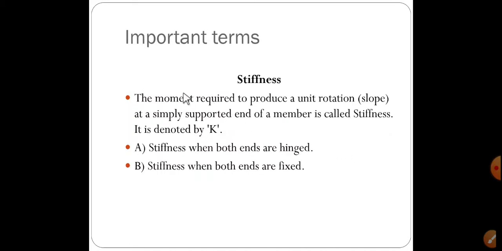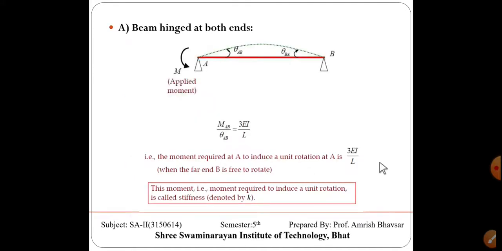So for this method we have to understand stiffness. What stiffness is we know, but for this lecture we have to understand stiffness in terms of relative stiffness: the moment required to produce unit rotation, that is slope, at the simply supported end of the member is called stiffness, and here we will use the sign K for stiffness. The stiffness when both ends are hinged and when both ends are fixed are different for the moment distribution method. First, beam hinged at both ends.